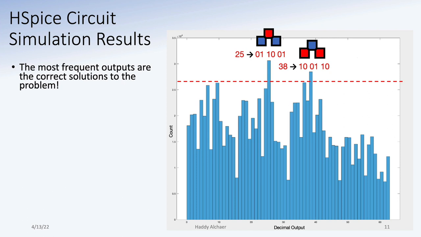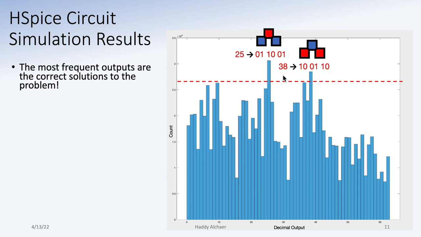So the two most frequent results that we see are 25 and 38, which represented as binary, we have 0, 1, 1, 0, 0, 1, and we have the inverse of that. This basically means that, at least for 25, you can see that it represents that regions 1 and 3 should have the same color, represented by 0, 1, and region 2 should have the other color, represented by 1, 0. And the exact inverse is true for 38.